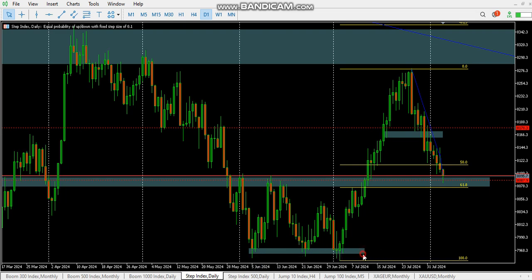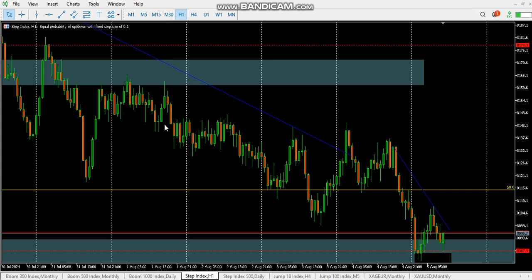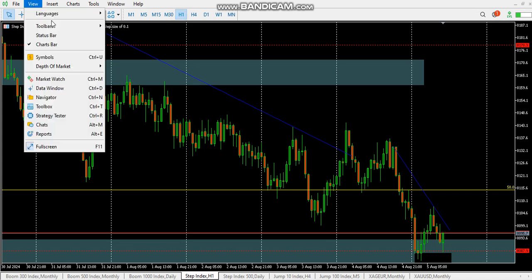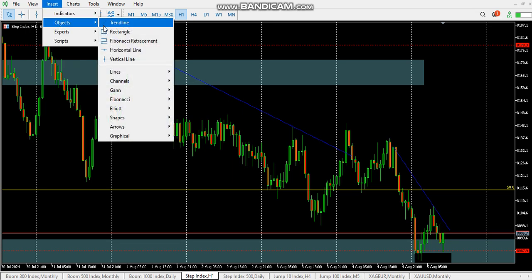So this is how you draw out your support and resistance, your supply and demand. This concept, as I've done it for supply and demand, you can also use it for support and resistance, which is on a lower time frame. If you are trading on a lower time frame, you can use it to mark out your zones, which are your support and resistance zones.